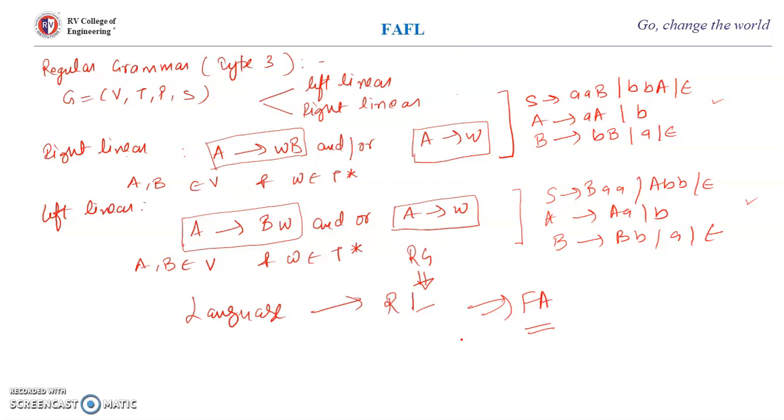In the next video lecture I will explain the equivalence of regular grammar and finite automata. That means if a finite automaton is given, how to write a regular grammar, and if a regular grammar is given, how to construct a finite automaton from it.